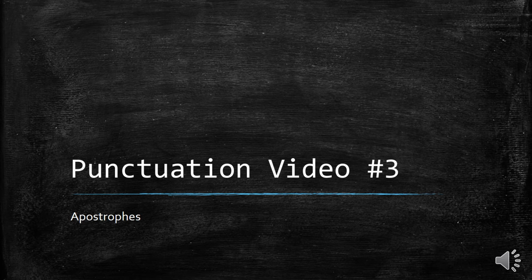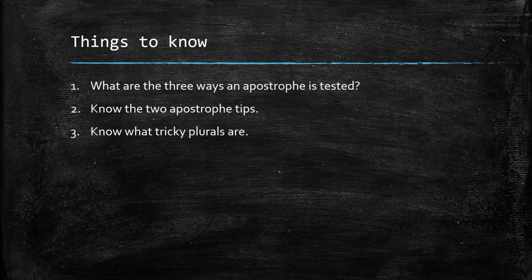And here we go with punctuation video number 3, the third and final video in our series of punctuation here. And this one is about apostrophes. The things to know for this video are: 1, what are the 3 ways an apostrophe is tested? 2, know the 2 apostrophe tips that I will give you. And 3rd, know what tricky plurals are and be ready to give a couple examples of those.